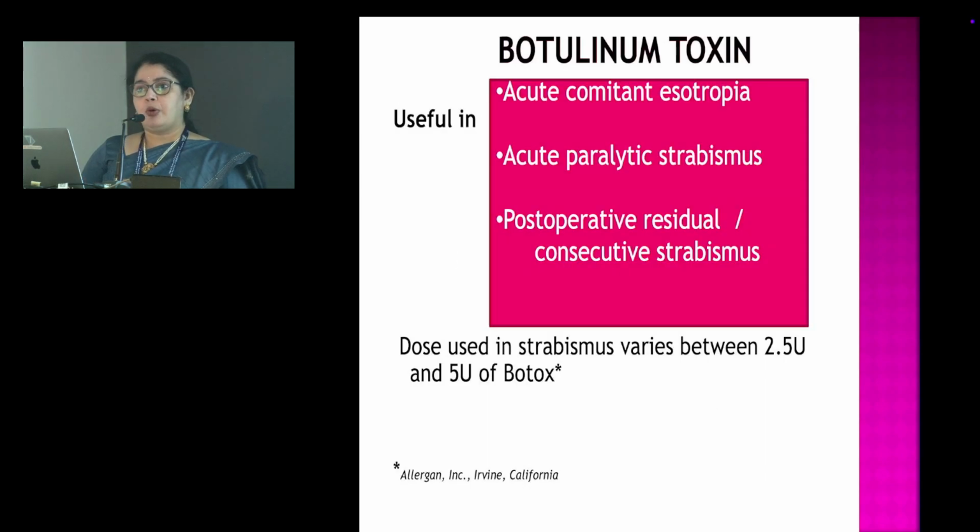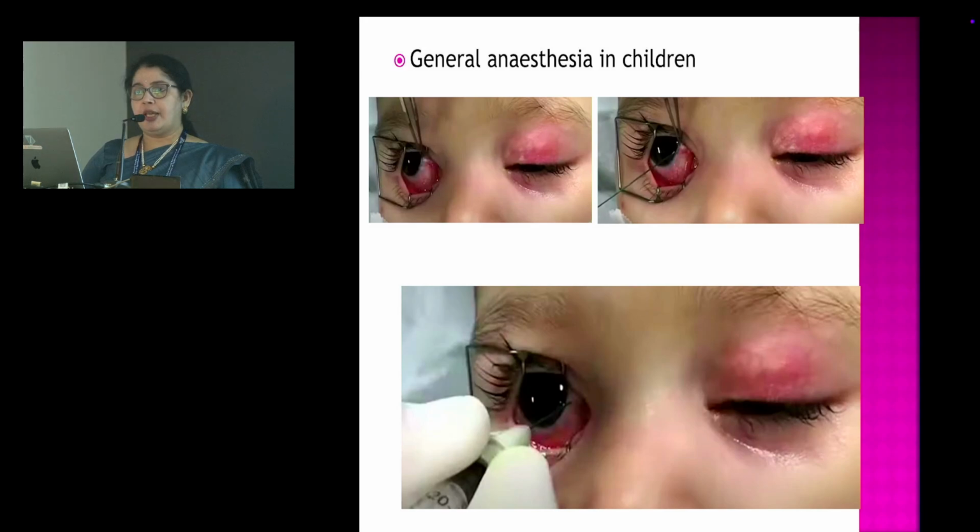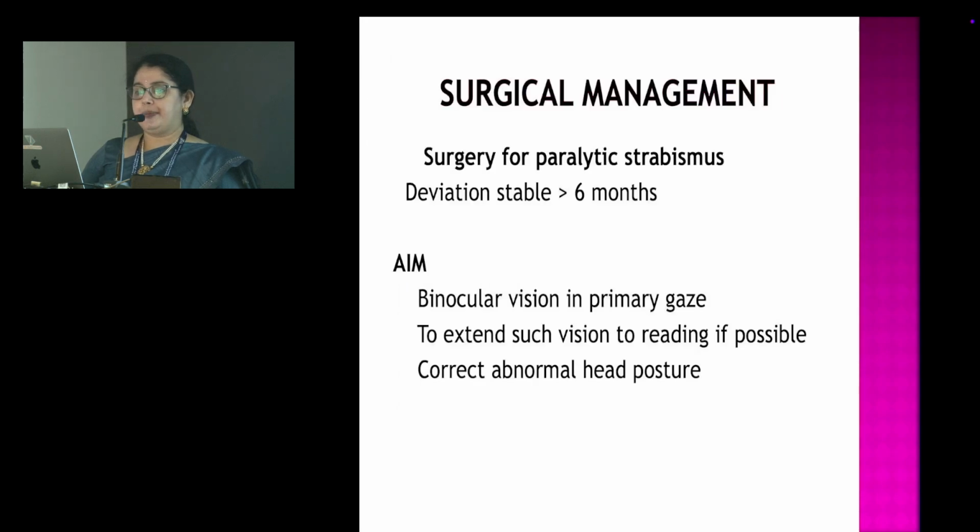Botulinum toxin definitely again in the acute comitant, acute paralytic, postoperative it is given. Different formulations are there. Botox is the usual favorite. So many formulations. The dose depends on the formulation used. 2.5 to 5 units usually. GA, general anesthesia, is required, and it doesn't even require an EMG in expert hands. Can directly inject into the muscle.